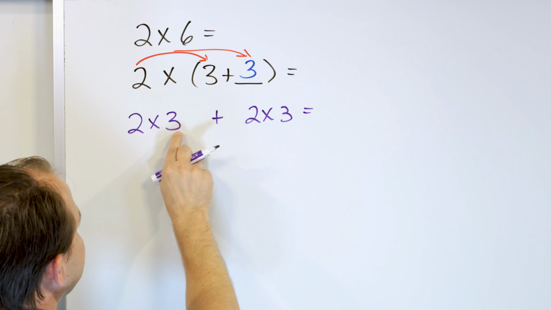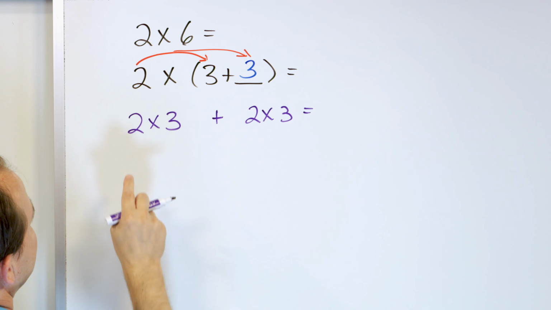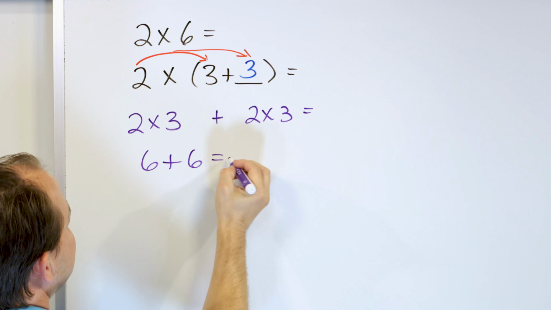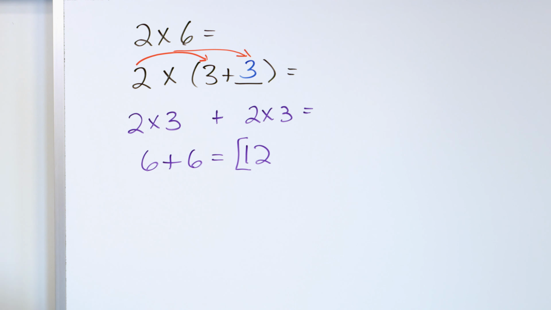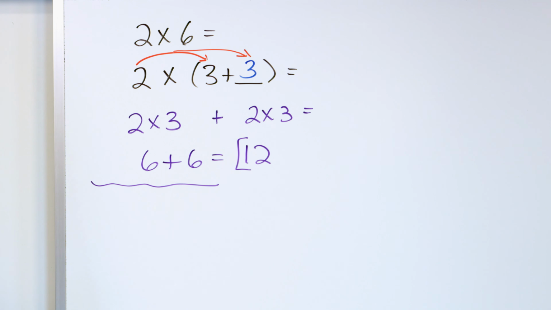Now we have multiplication and addition together, so we're going to multiply first. We always multiply first. 2 times 3 is 6. 2 times 3 is 6, and so the answer you get is 12. Isn't that the same thing that we know we should get? 2 times 6 is 12. So using the distributive property, we get exactly the same answer.